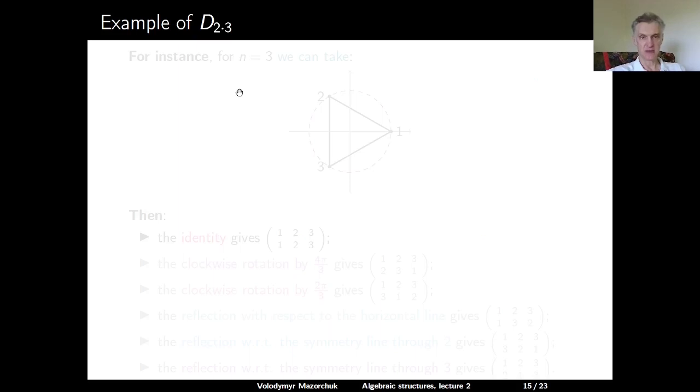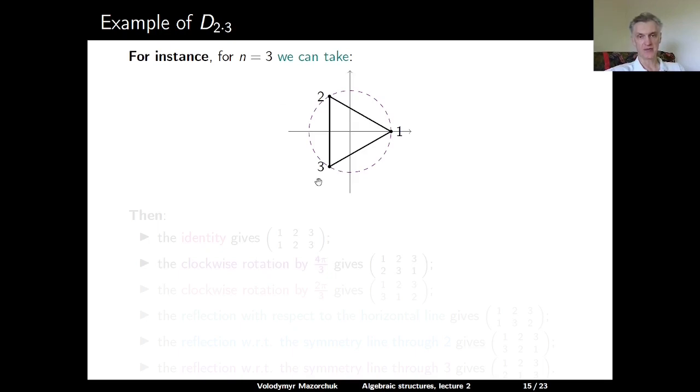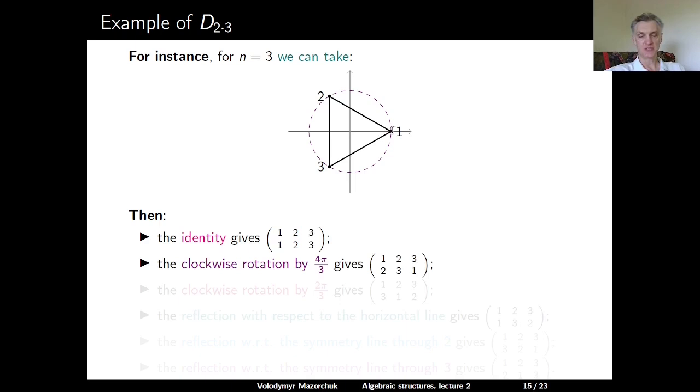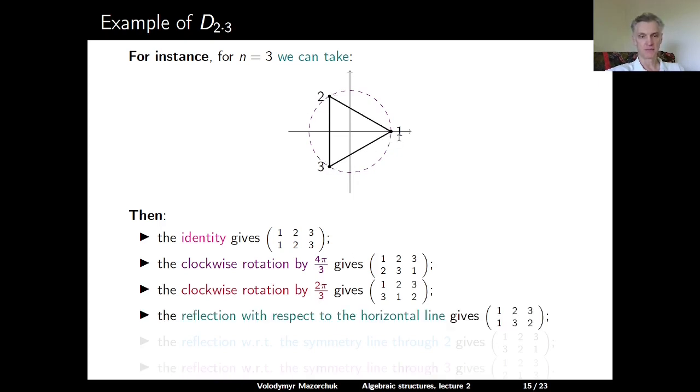So here's an explicit example of how it works. For instance, if n is equal to 3, then we have a triangle inscribed in the unit circle. Let's number its vertices 1, 2, and 3. Then the identity symmetry, of course, gives the identity permutation of the vertices 1 to 3. The clockwise rotation by 4 pi divided by 3 sends 1 to 2, 3 to 1, and 2 to 3. The clockwise rotation by 2 pi divided by 3 sends 1 to 3, 3 to 2, and 2 to 1.